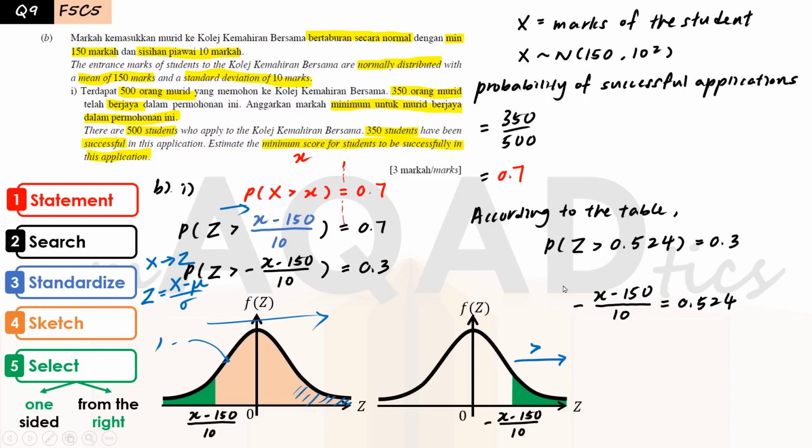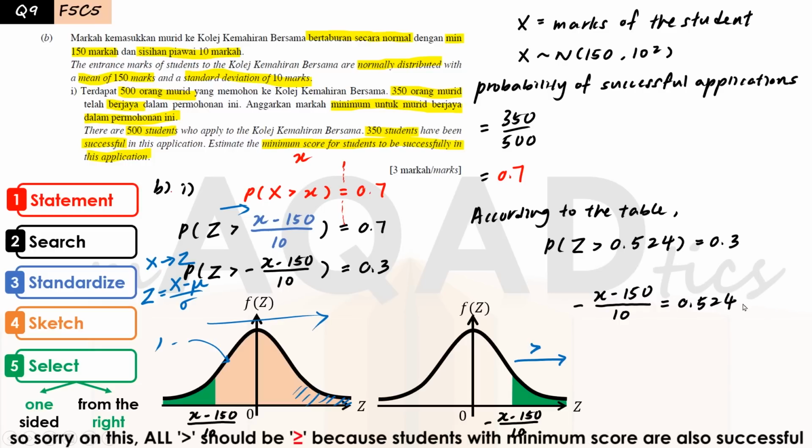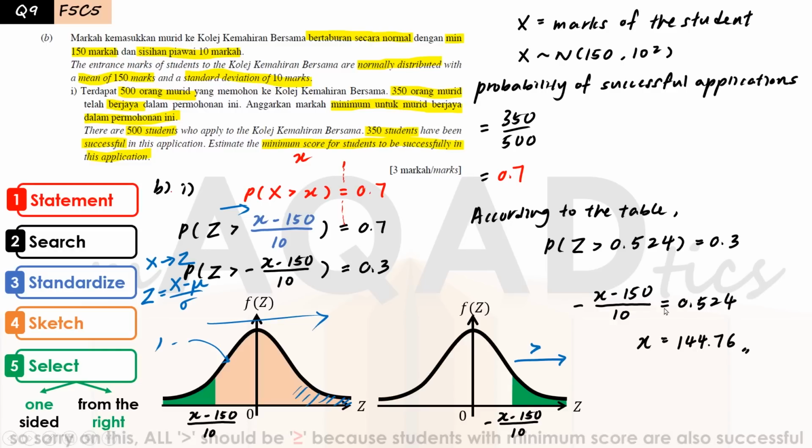Okay, so now you can see that this value that I've mentioned is a positive value, which is this value 0.524. So now to find the value of x, you can just simplify this equation. So you will get 144.76. So the minimum score for students to be successful is this value.